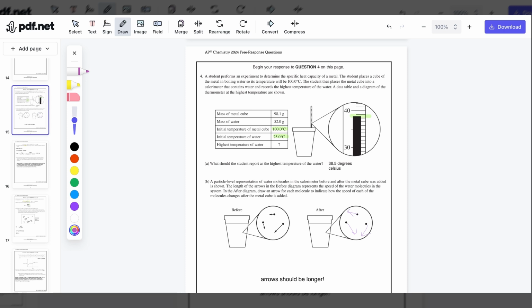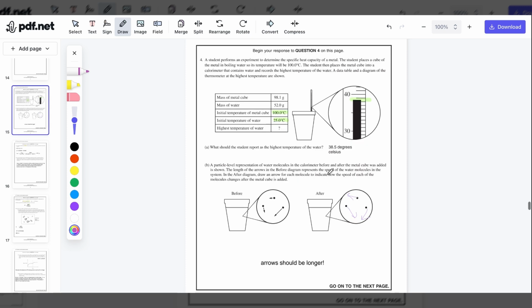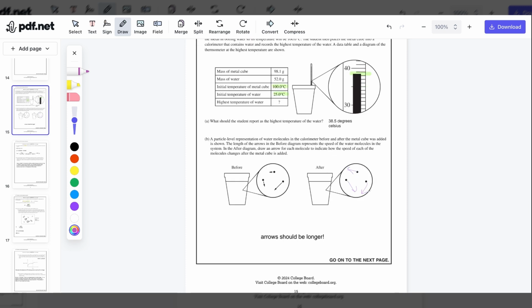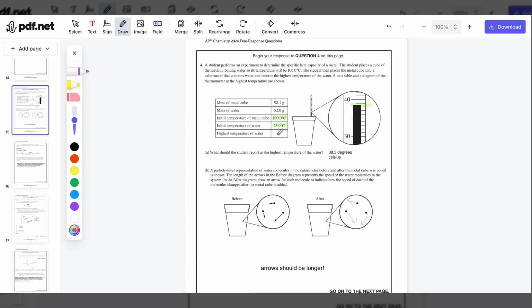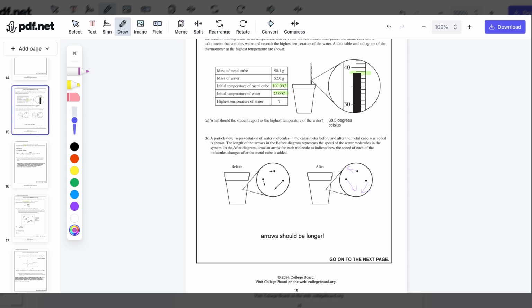Make sure you label your temperature. For this, it's Celsius, but it could also be Kelvin, depending on the problem, such as gases and whatnot.